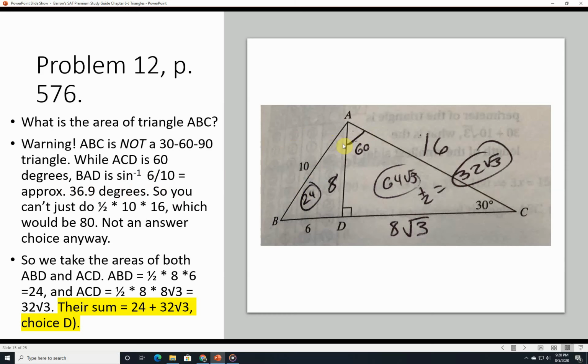That's going to be 96.9. That's bigger than a 90-degree angle. So we take the areas of both ABD. All right, well, this is easy.